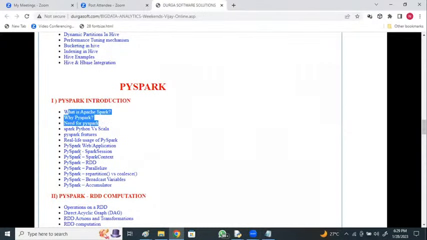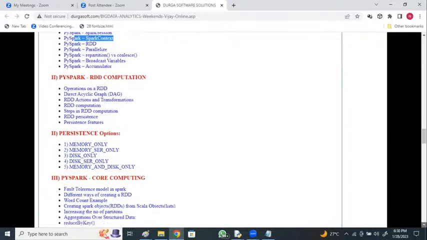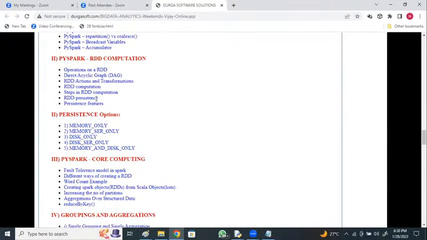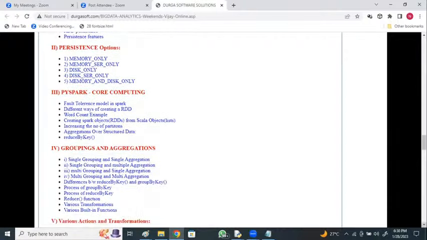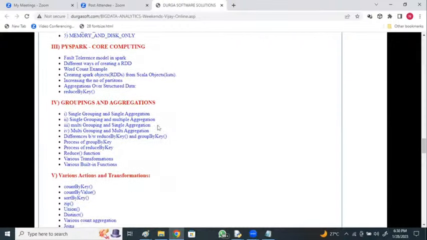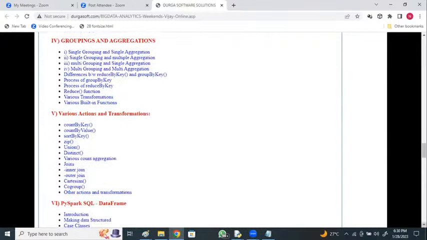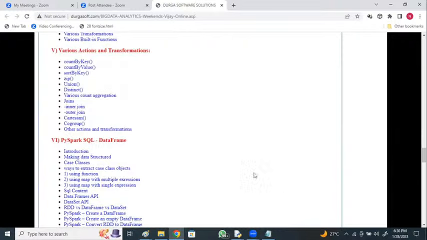PySpark real-time use cases, PySpark session, PySpark context, Spark context, parallelize, repartitioning, broadcast variables, PySpark RDD computations, RDD persistence options, PySpark core computation, and increasing the number of partitions. Groupings and aggregations: single grouping, single aggregation, multi-groupings, multiple aggregations, group by key, reduce by key, various actions and transformations, count by key, count by value, sort by key.